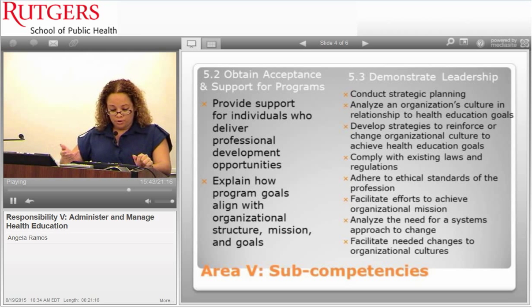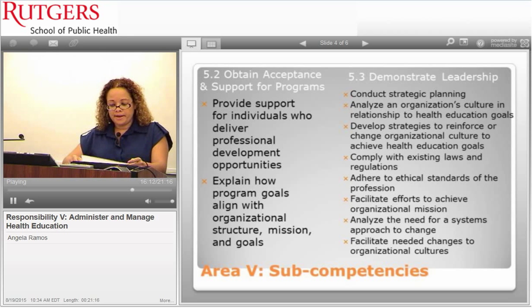For the code of ethics, remember to always abide by it. That's a really big thing. And you always have to make sure you fulfill your organization's mission by strategic planning, supporting technical assistance, and always coming up with new ideas. Keep everything fresh and keep everyone engaged.